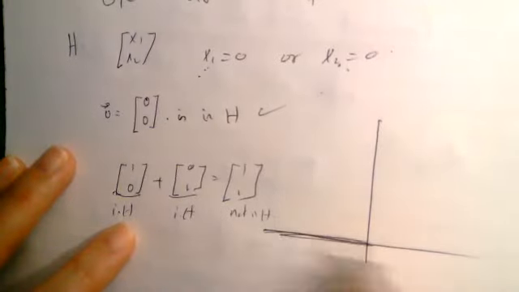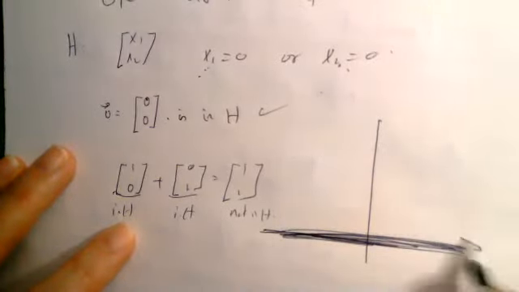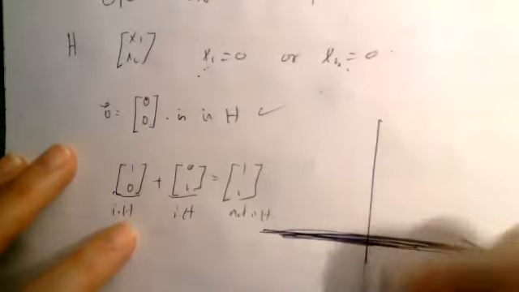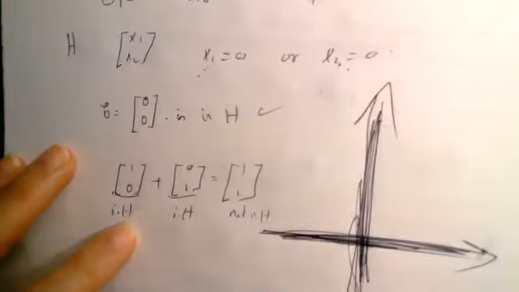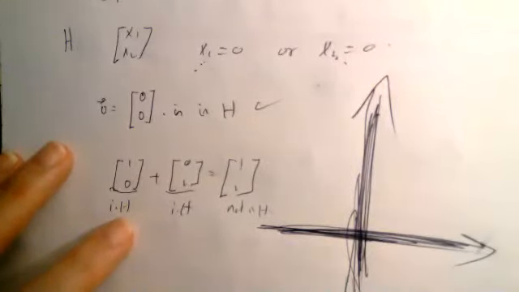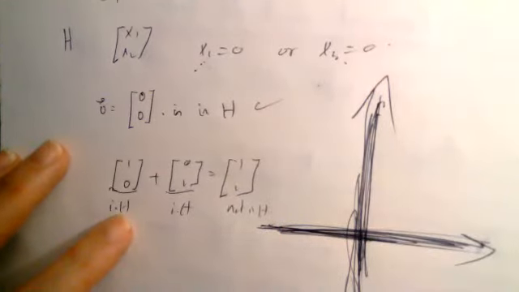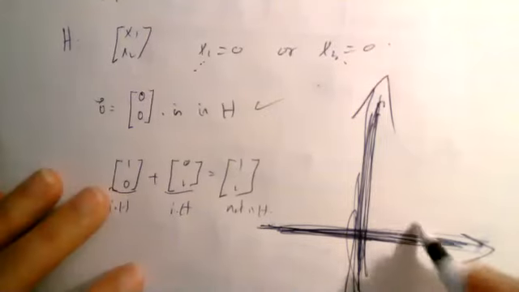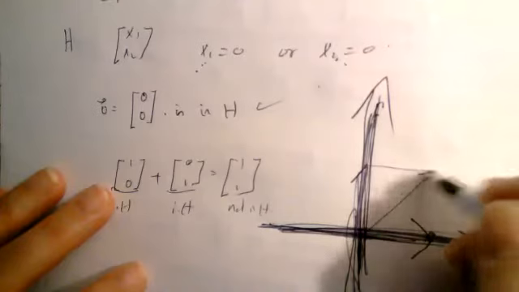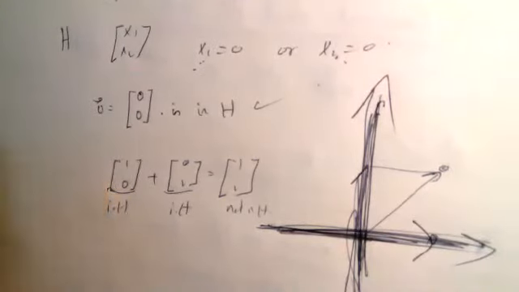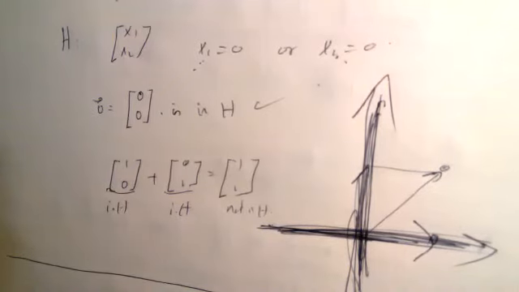So if x1 is 0, your vector has to be here. If x2 is 0, your vector has to be here. So x1 or x2 being 0 means everything that lies on either the x1 or the x2 axis. And this is definitely not a subspace, because this is in it and this is in it, but when you add them, you're out of it. And that's the geometry behind this problem. Okay, so these are comments about the quiz.